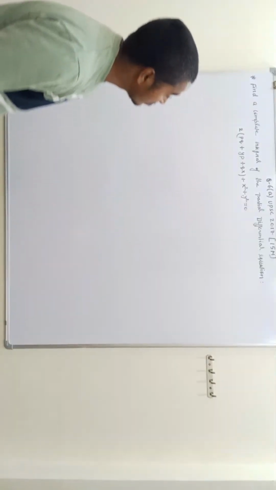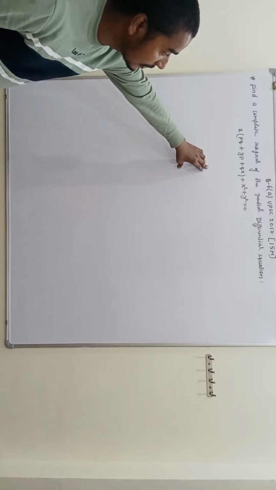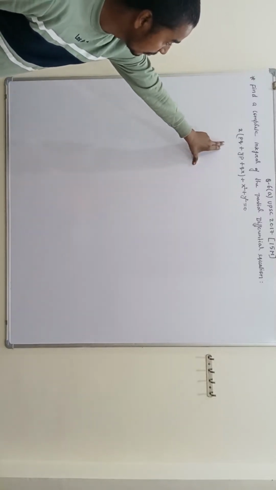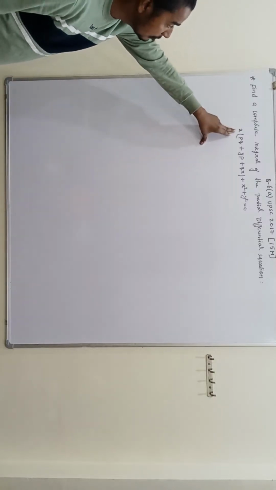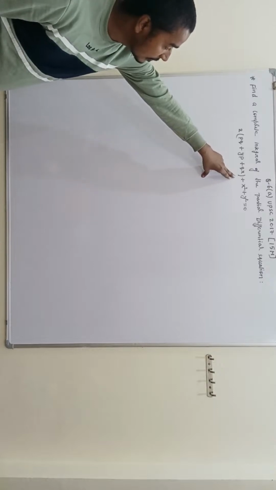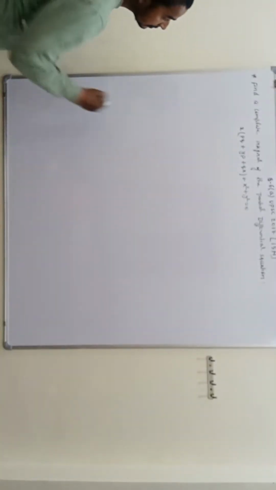Here, UPSC asked in 2017 for 15 marks: find a complete integral of the partial differential equation 2(pq + yp + qx) + x² + y² = 0. This is an important problem. Let's solve the problem.